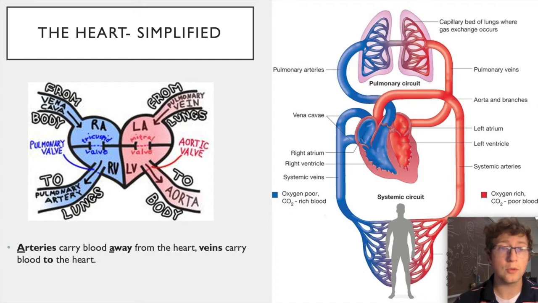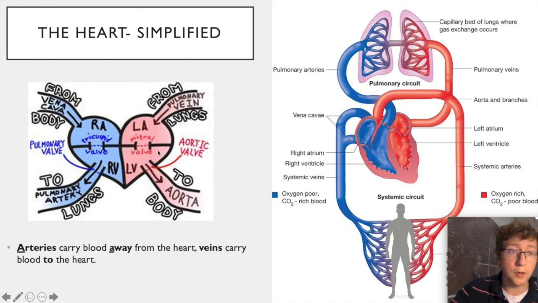We now want to look at the basic anatomy of the heart and look at how blood is flowing through the heart. So here would be our simplified diagram of a heart. It has four chambers. There is a right atrium and a left atrium, and a right ventricle and a left ventricle.